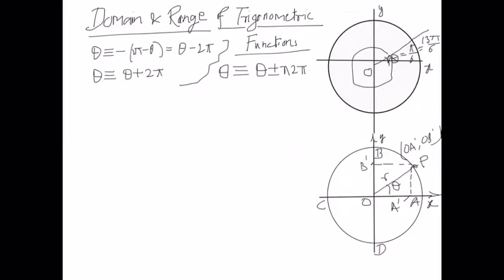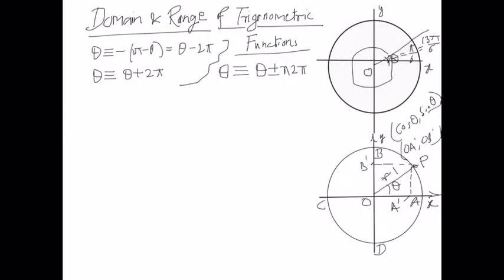And now, for simplicity, if we assume that r is equal to 1, that is, the radius of this circle is 1, and it is a unit circle, then we can say that the coordinates of P are cos theta, sine theta.